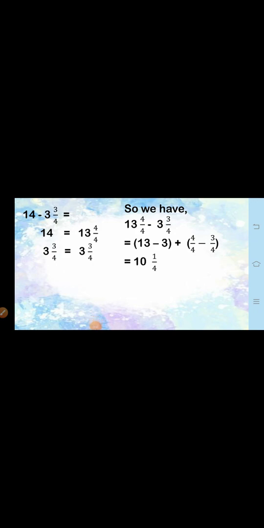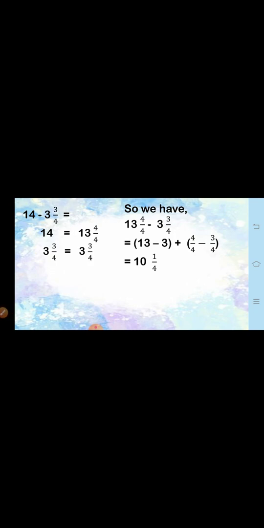Okay, so i-change natin yung 14 into 13 and 4 over 4. Kasi nga 13 and 4 over 4 is equivalent to 14. Kasi nga 4 over 4 is 1. Ito po, 1 po ito. And then 13 plus 1 is equal to 14. So we change 14 into 13 and 4 over 4.